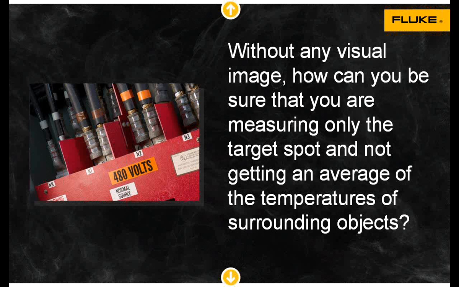Without any visual image, how can you be sure that you're measuring only the target spot and not getting an average of the temperatures of surrounding objects? If this is the case, you might need to consider an alternative solution.